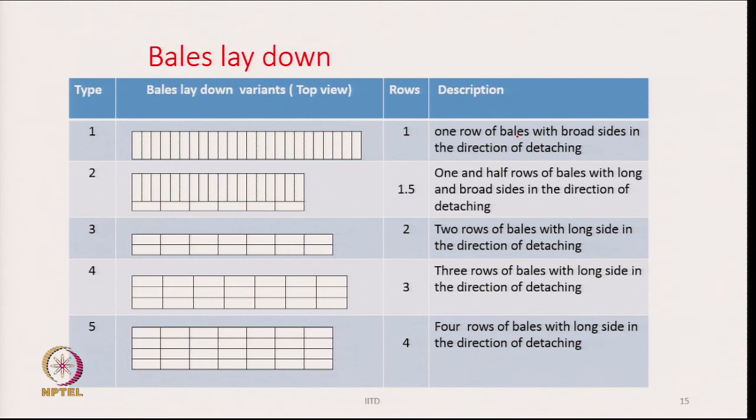And number 2 type, you see, it is known as 1.5 row, 1.5 row of bales with a long and broad side in the direction of detaching.